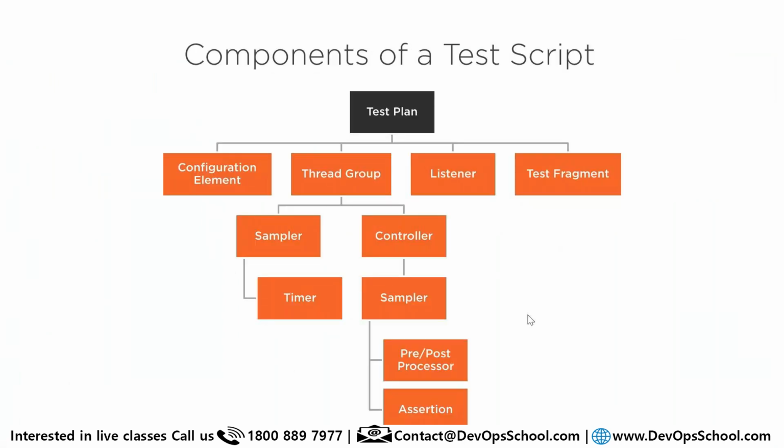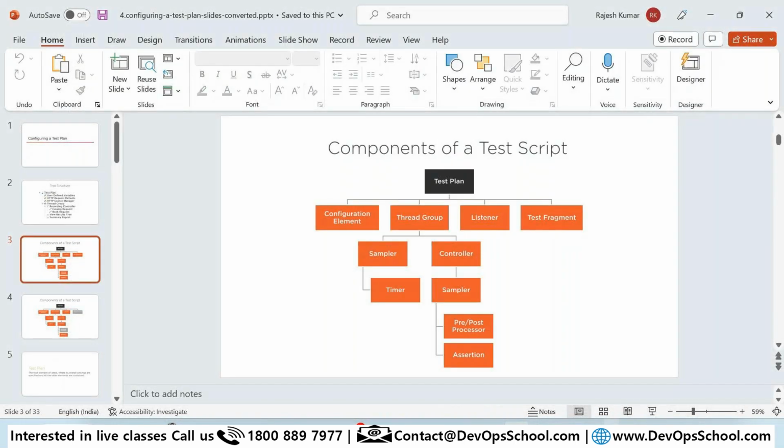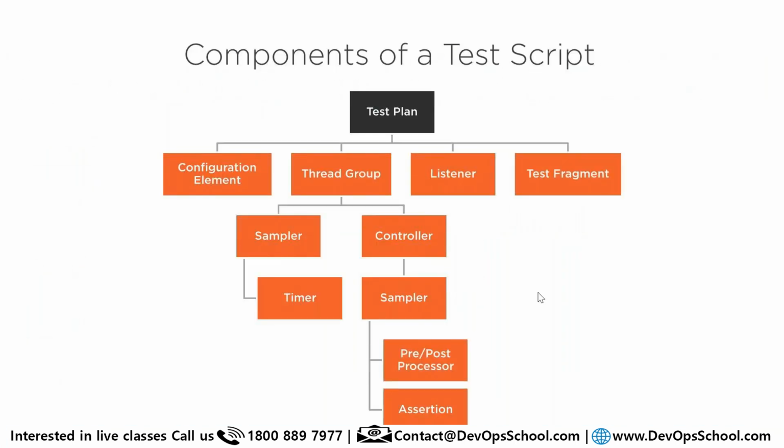So what will be the elements of JMeter? So first will be test plan. You want to see that here? Parallelly, I want to show you here, test plan. Now inside that, you may have configuration elements, thread group, listener, and test fragment. If you look at it very carefully, inside the thread group, you'll have sampler and controller. Inside the sampler, you have a timer, and under the controller, you have a sampler and then post processor and assertions.